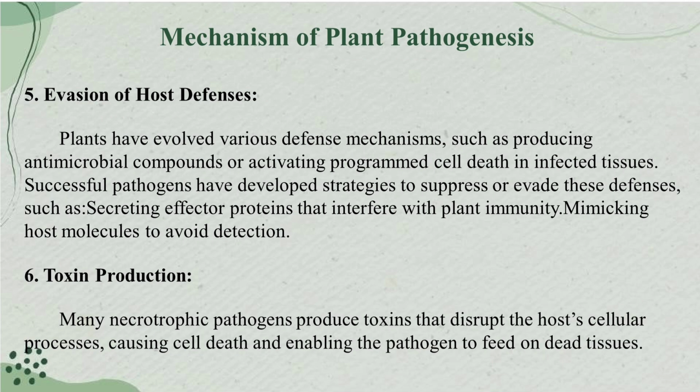Evasion of host defenses. Plants have developed different ways to defend themselves, like producing antimicrobial compounds and triggering cell death in infected areas. Successful pathogens have learned to overcome these defenses by secreting effector proteins that disrupt the plant's immune system, mimicking host molecules to avoid being noticed. Toxin production. Many necrotrophic pathogens make toxins that disrupt the host's cellular processes, leading to cell death. This allows the pathogens to feed on the dead tissues.